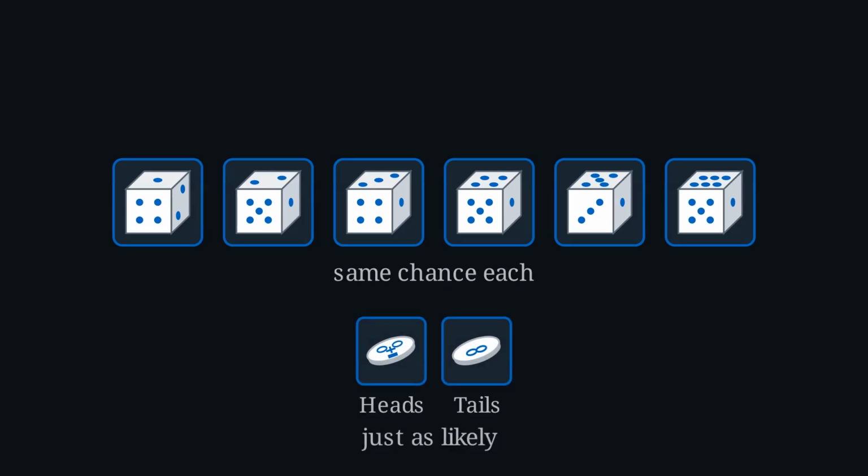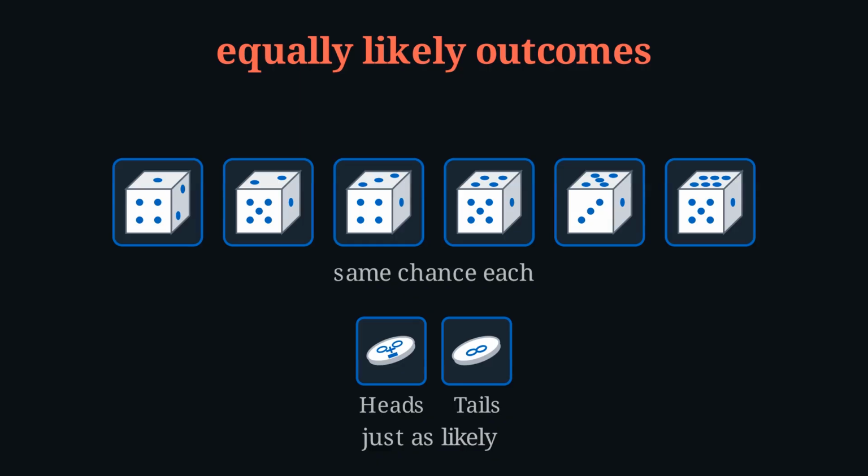On a fair coin, heads and tails are just as likely. When every outcome has the same chance, we call them equally likely. Our rule needs that. Here's the rule.